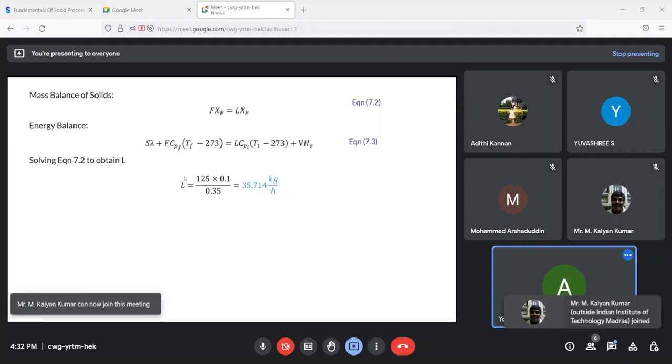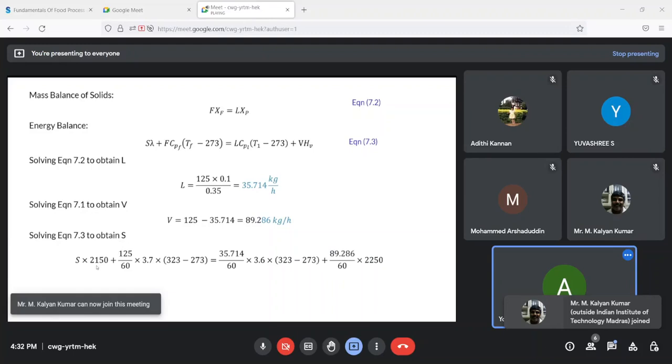So from L we can calculate V. We will calculate V using equation 7.1, which is your total mass balance. This is similar to the first problem that we solved. So V is F minus L. You will have 125 kg per hour minus 35.714 kg per hour. This will give you 89.286 kg per hour. So now you know the mass flow rates of F, L as well as V. When you substitute all these into your energy balance equation, you will get the steam requirement.